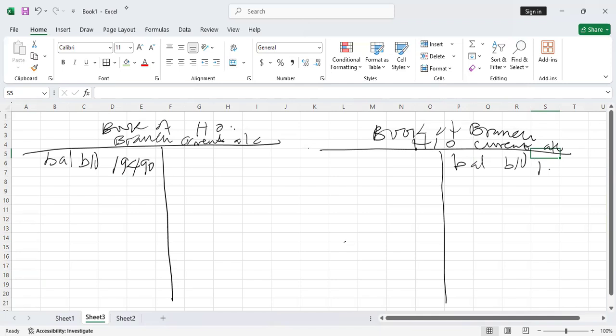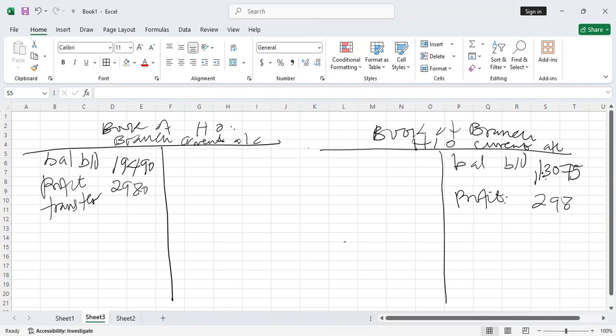Now, why is it behaving like this? 13,075. With the profit that has been made, we say profit transferred. And the profit is 29.80. Profit 29.80.